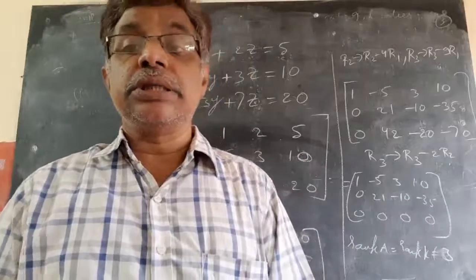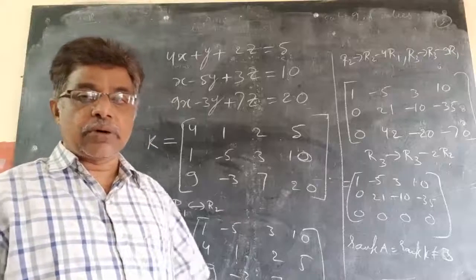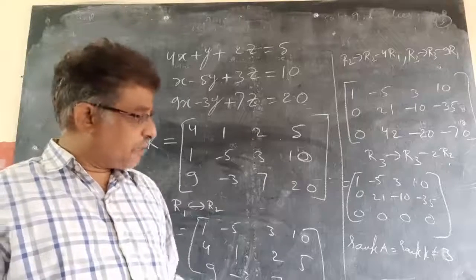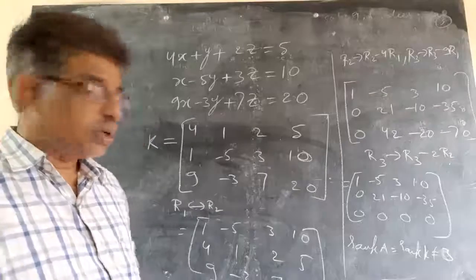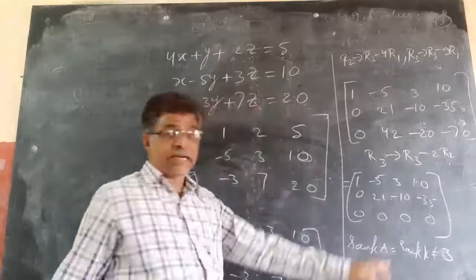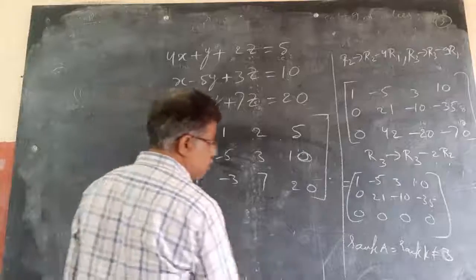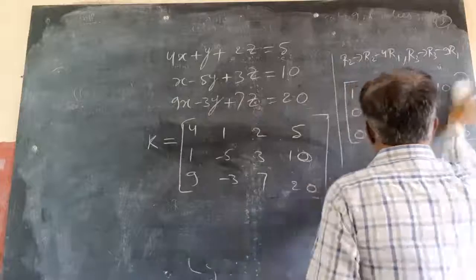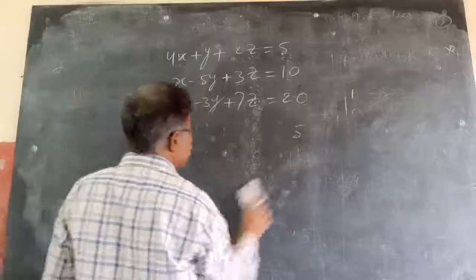This is the concept we discussed yesterday. If rank of A equals rank of K but not equal to the number of unknowns, then infinitely many solutions. If all three are equal, unique solution. If rank of A is not equal to rank of K, then no solution. The condition we got here is rank of A equal to rank of K but not equal to the number of unknowns, which means infinitely many solutions. Simple.